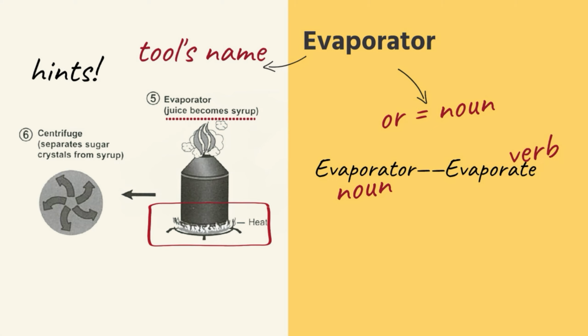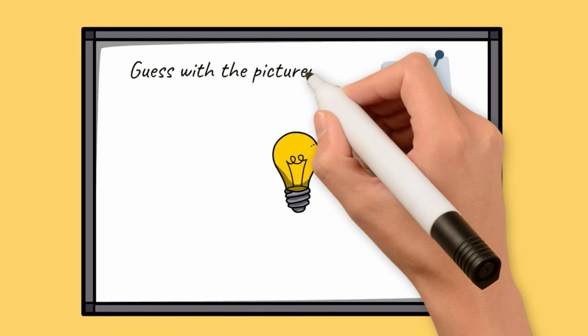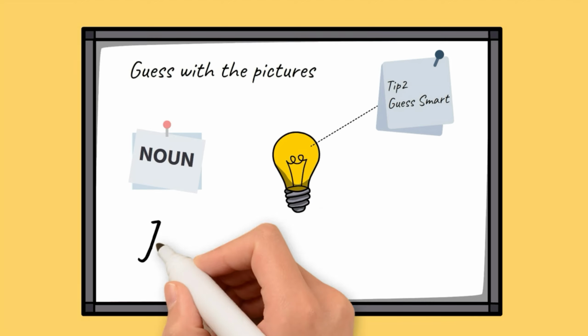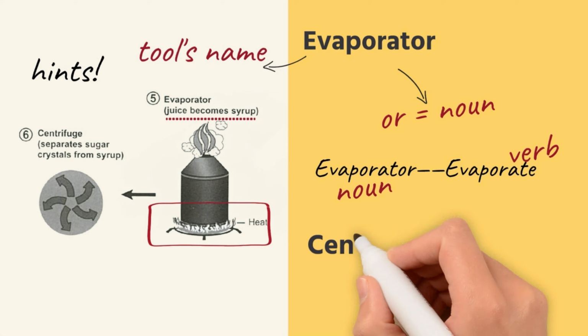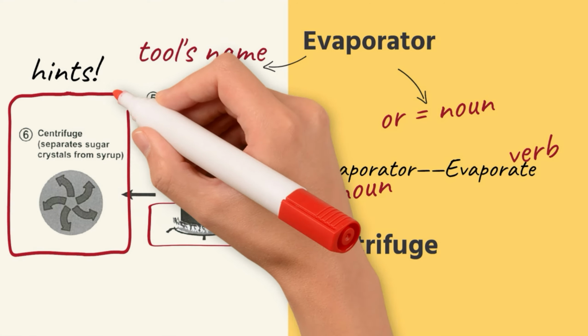Tip 2. Guessing the meaning based on the picture is the most efficient way. If it's too hard to guess the accurate meaning, just guess whether it's a noun or verb and copy it directly. Centrifuge follows the same logic. You can pause the video and try guessing yourself. We've finished reading the prompt.